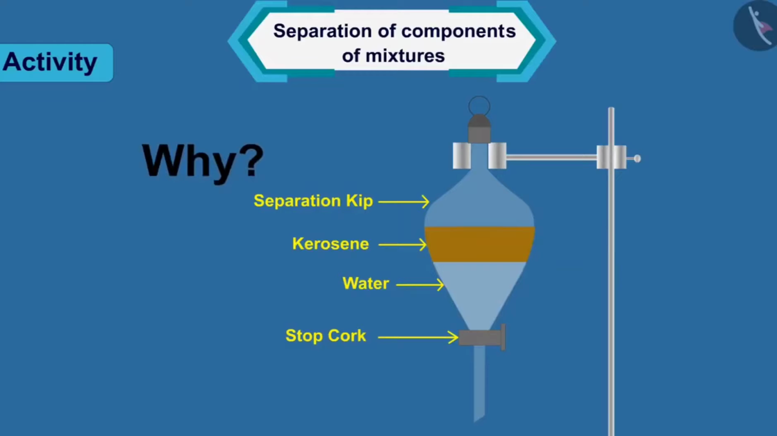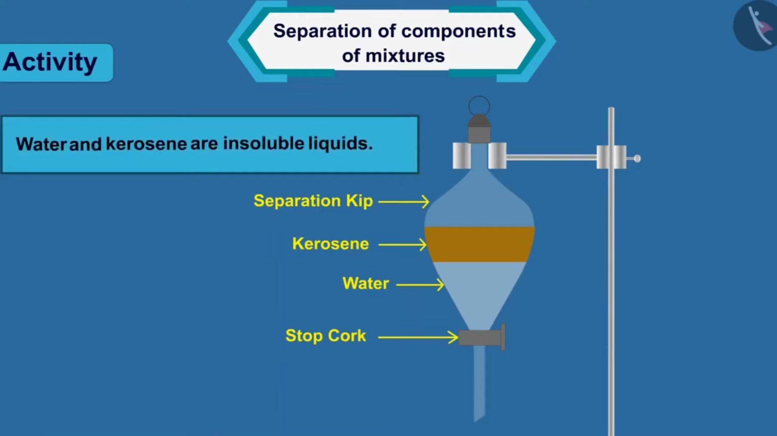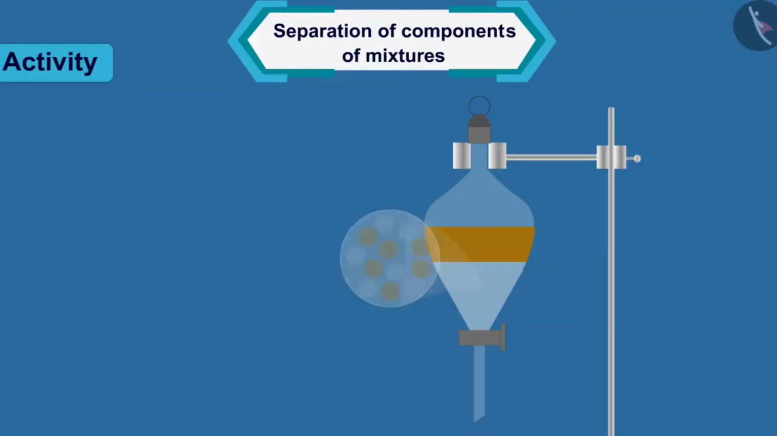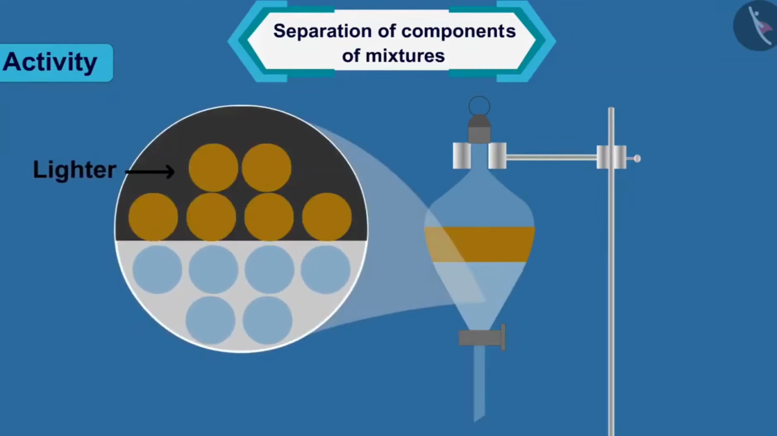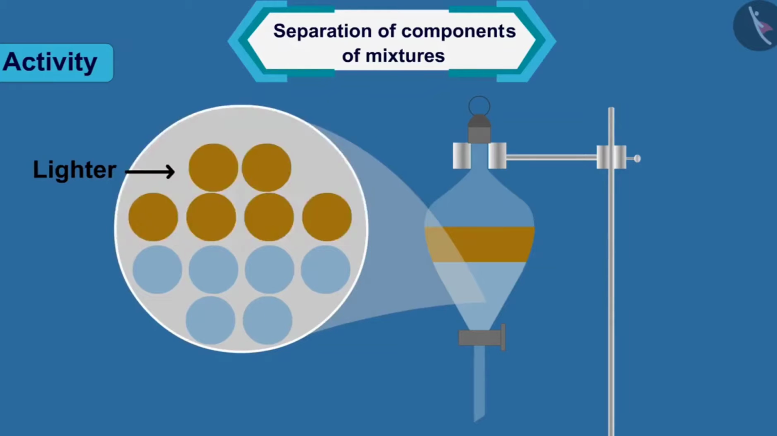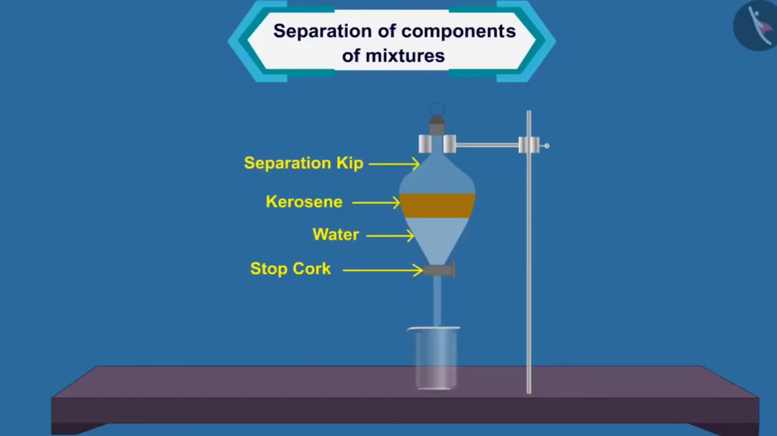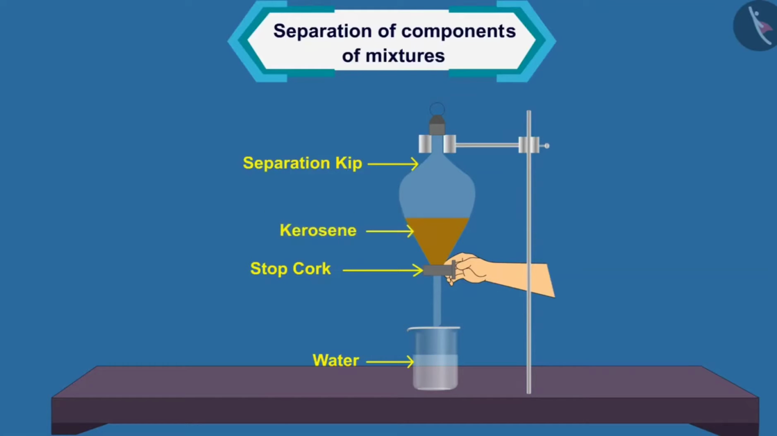But why so? This is possible because water and kerosene are insoluble liquids. Kerosene, being lighter than water, rises upwards to form a separate layer. And due to the water being heavy, it remains in the bottom layer. Now, we can open the stopcock of the separation funnel carefully and remove the bottom water layer into a beaker. Close the stopcock as soon as the oil reaches the bottom.